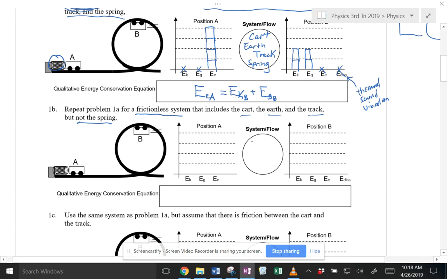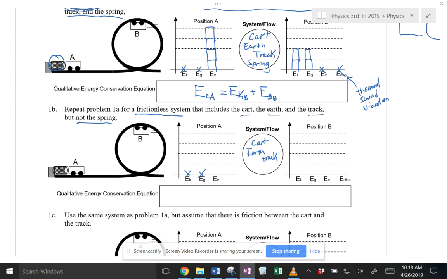So when I'm stocking up the system here, I've got the cart, I've got the earth, I've got the track, but I do not have the spring involved anymore, okay? So Spence, at position A, is there any energy stored in the motion of the object? Why not? It's not moving. So I'm going to put an X through there. All right. Is it going to fall on us and hurt us at position A? No, it's on the ground, so I'm going to put an X through there, okay?